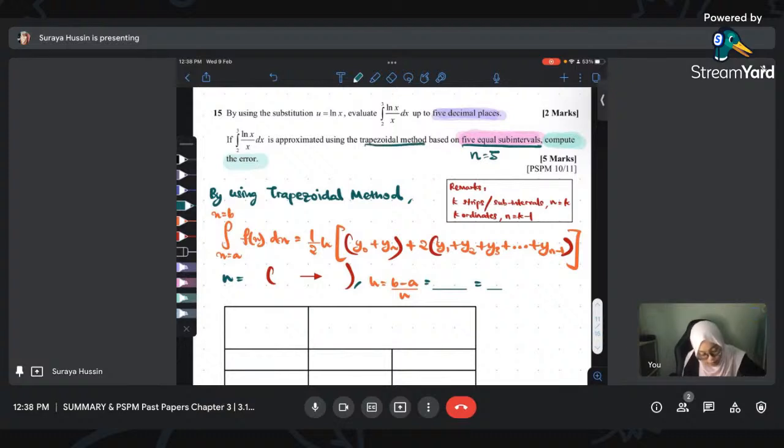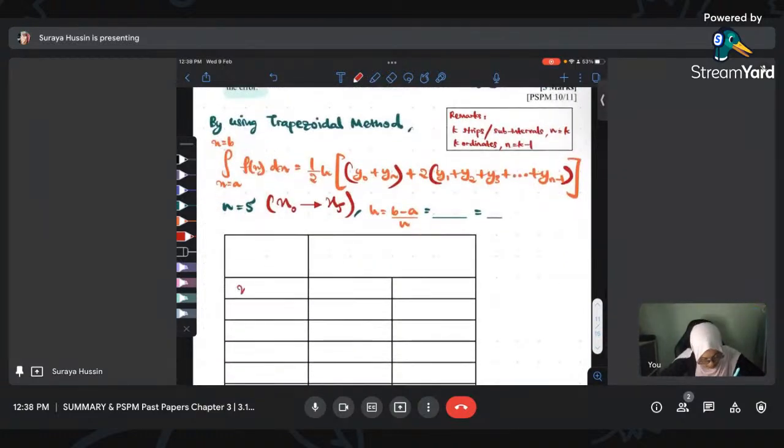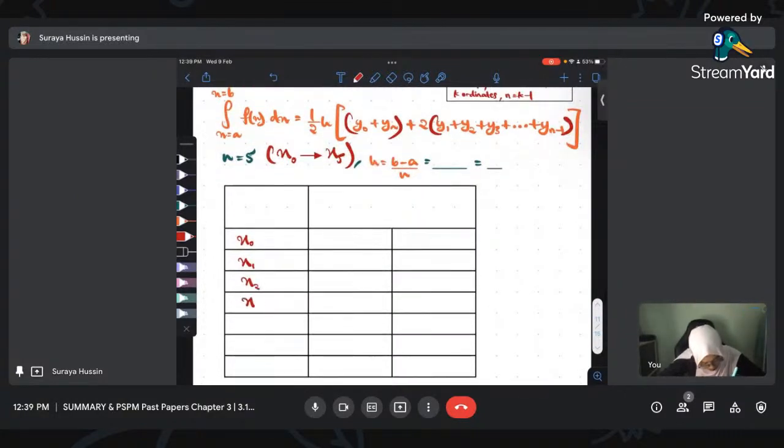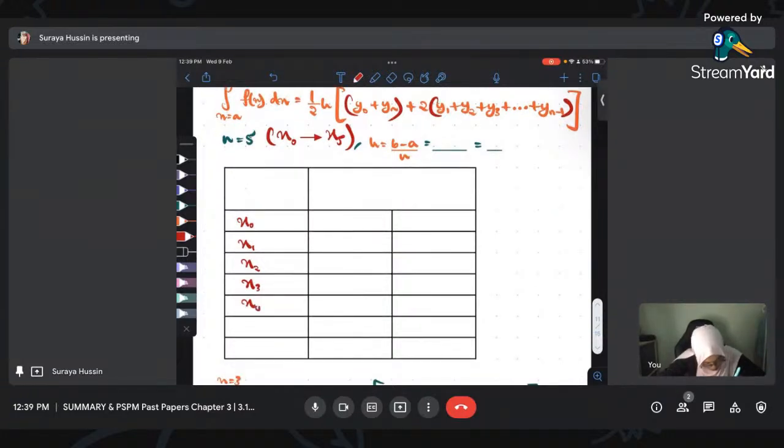Okay, trapezoidal method based on 5 equal subintervals bermaksud n is equals to 5. Bermaksud imagine you ada 5 trapezium tu. Dekat bawah graph ada 5 trapezium. So daripada 5 trapezium tu kita kena start daripada x0 until x5. Tulis kat mana? Tulis kat sini. x0, x1, x2, x3, x4, and x5. Okay? Tulis macam ni.